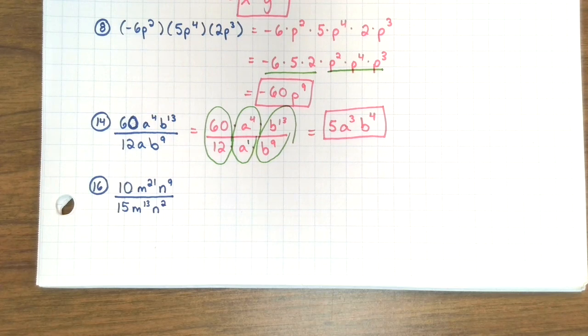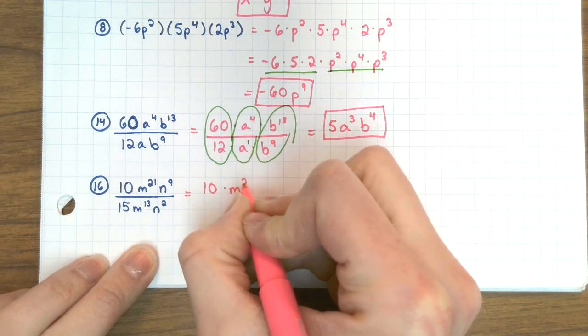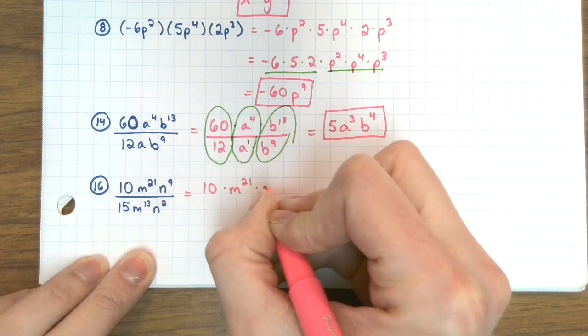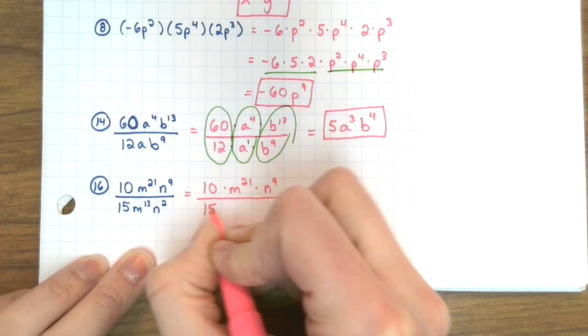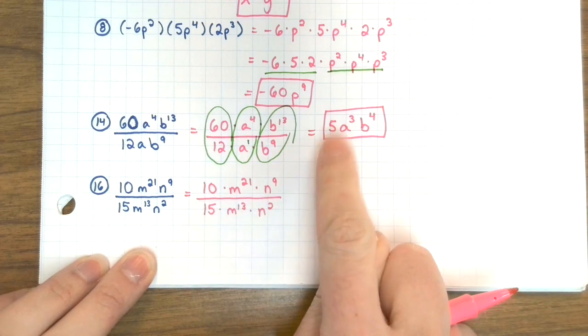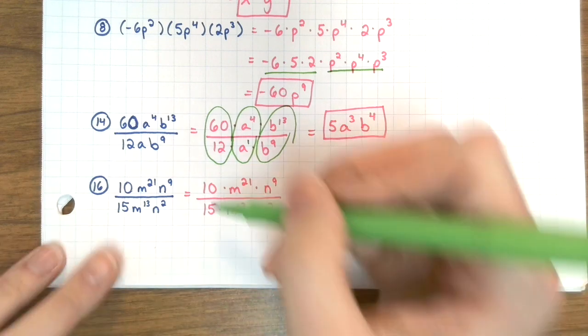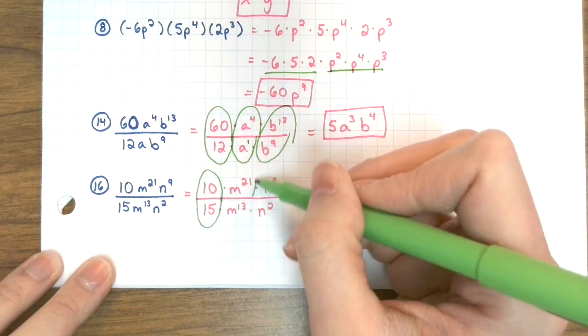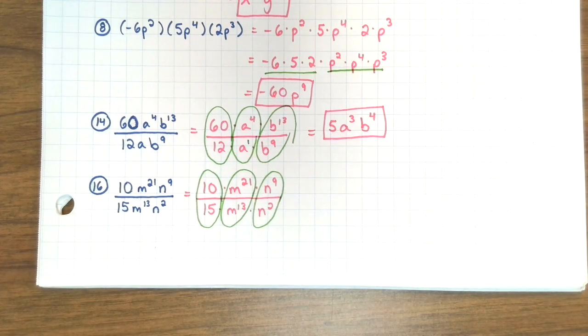Our next example is number 16, and this one again is asking us to use the quotient rule to simplify. So just like the previous problem, let's rewrite this just so that things are spaced a little bit more apart and it's not so congested over here when we go to draw our circles of what we're going to be grouping together. So this is going to be a good example of a question where we do end up with a fraction instead of a whole number like on that previous question, which is okay, that happens sometimes. So this 10 over 15, we're going to be able to simplify that. We're going to be able to simplify these m's and these n's using the quotient rule.